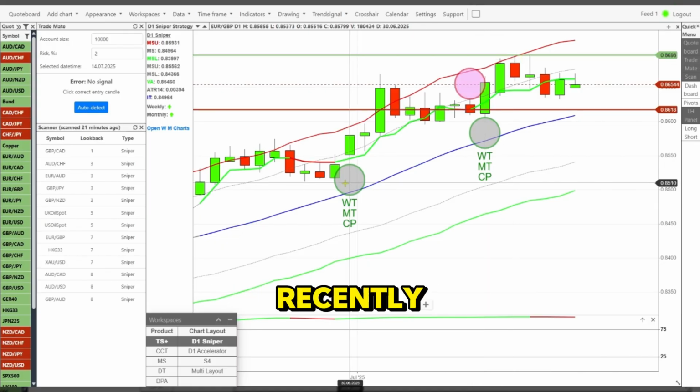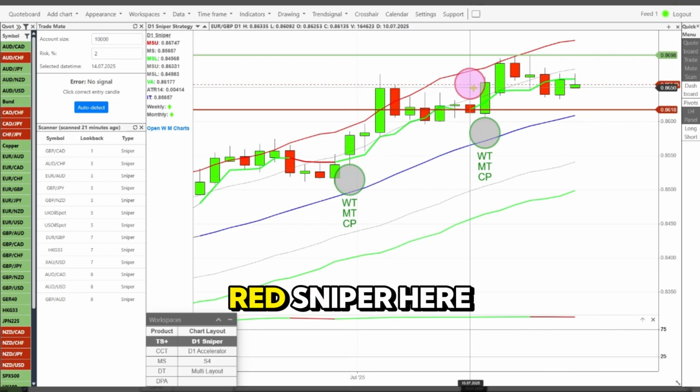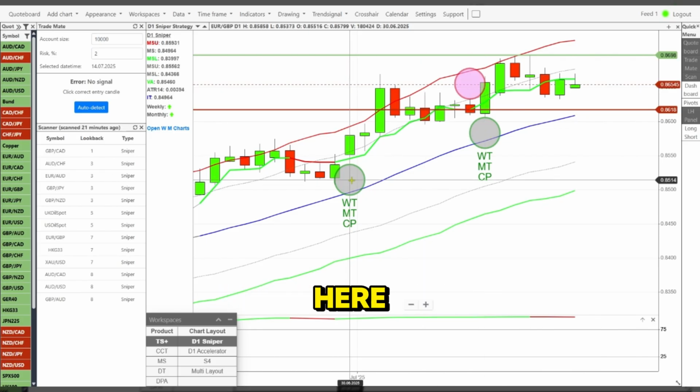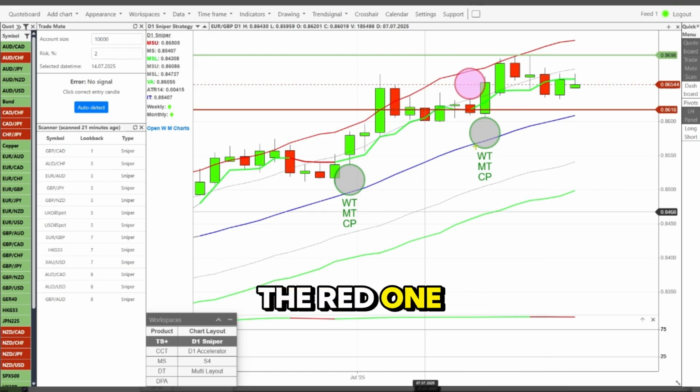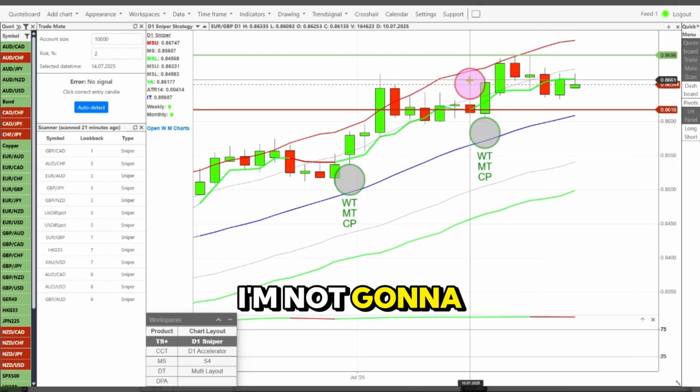We've had a couple of these recently. We have the green sniper here, we have a red sniper here, and we have a green sniper here. Now, these two greens are valid. The red one is actually invalid. I'm not going to go through why that's the case in this session, but during the workshop tonight, we'll go through the exact kind of 5-step process to be able to identify that.